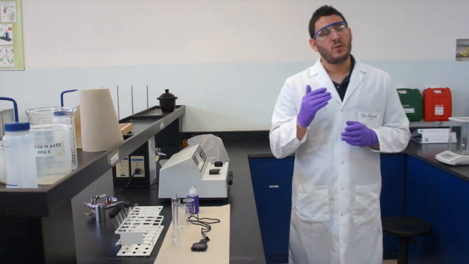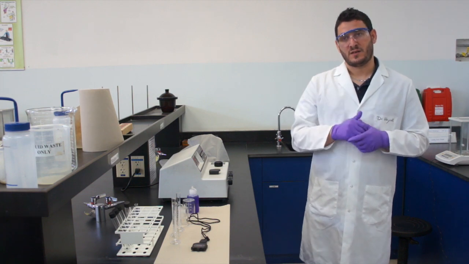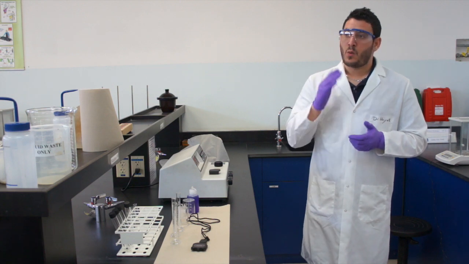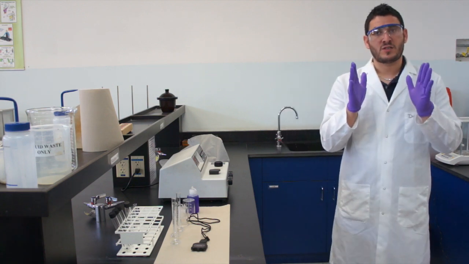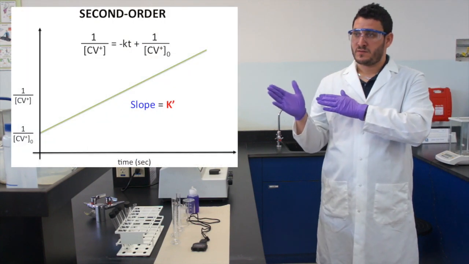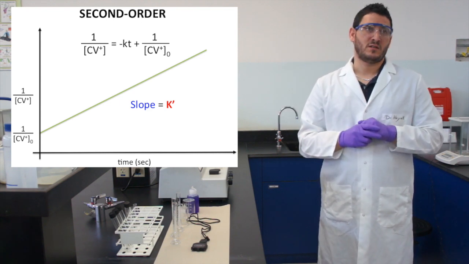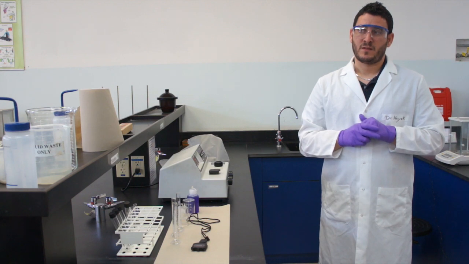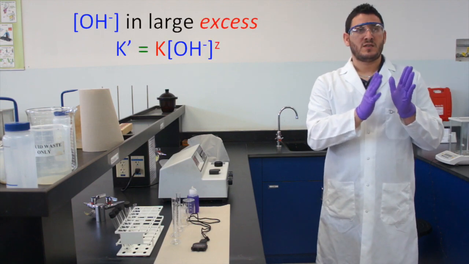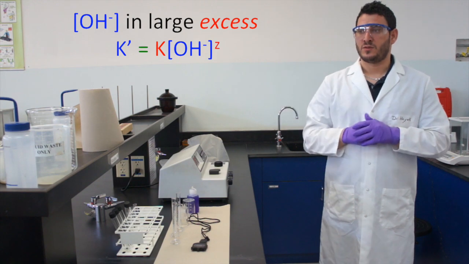Now, this way we can determine the order in the rate order in CV plus. We still need to calculate the rate constant, K prime. Once you figure out which graph is going to give you the straight line, the slope of the curve is going to help you determine the K prime, which is the rate constant. Okay? But inside the rate constant, we said K prime is equal to K multiplied by the concentration of OH minus to the power of its order.